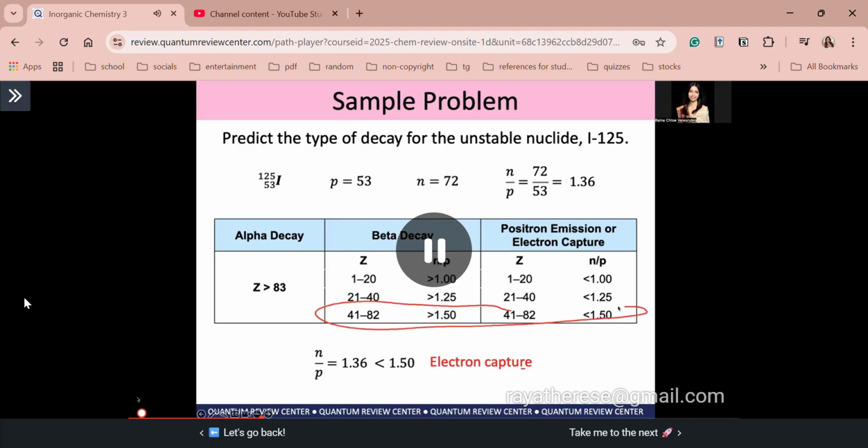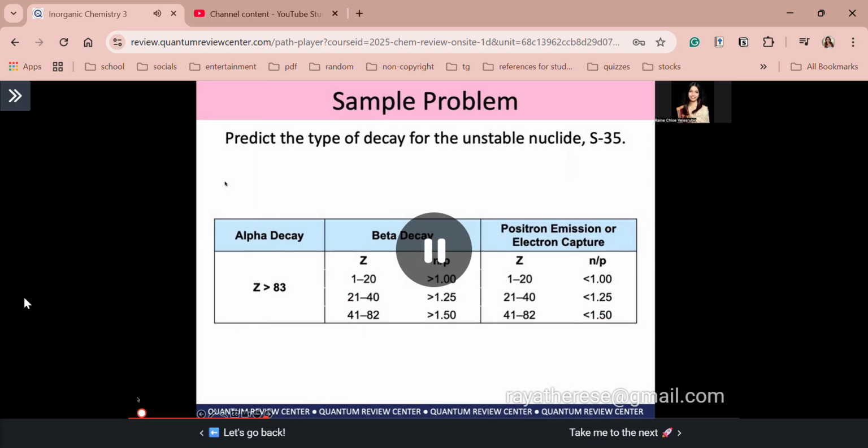So ito yung ginamit ko na basis, okay? Dahil ang atomic number ni iodine ay 53, which is within 41 to 80. And again, pag greater than 40 ang atomic number ng nuclide, ang pipiliin nyo sa dalawang to ay electron capture. Pero kung less than 40 naman, let's say nasa 20, tapos less than 1 siya, then positron emission. Okay? Okay, next example. Kayo naman mag-try, guys.